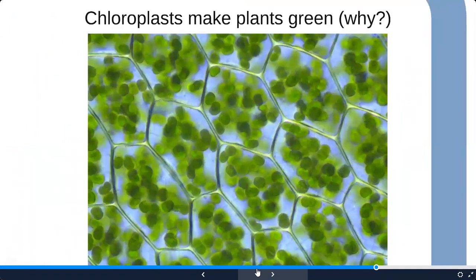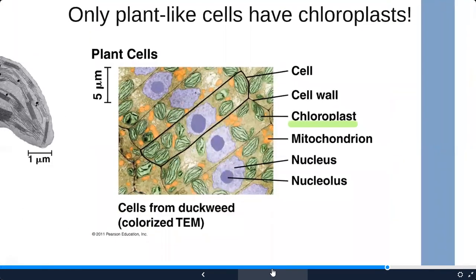Okay, chloroplasts are green. There are other plastids that are different colors, but chloroplasts are green. And it's because they use chlorophyll. There's two kinds. There's chlorophyll A and chlorophyll B, and they reflect green light. The green light isn't used by chlorophyll. Chlorophyll uses all the other colors of light in the spectrum.